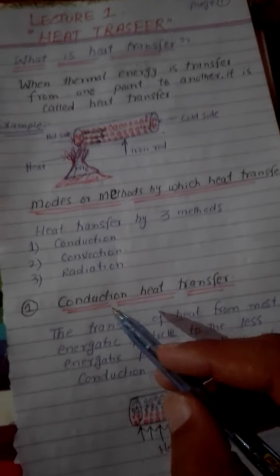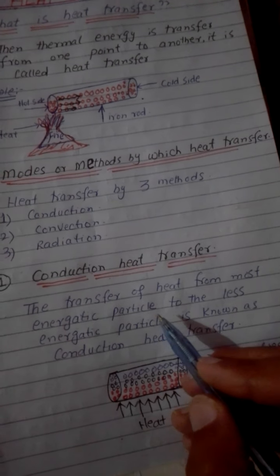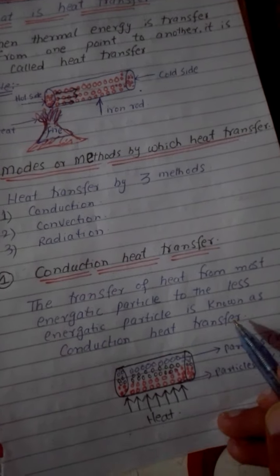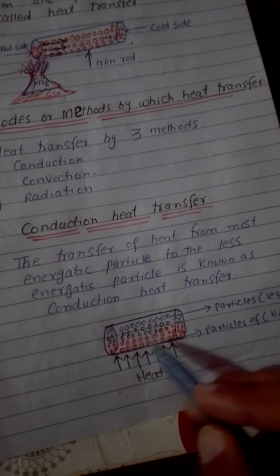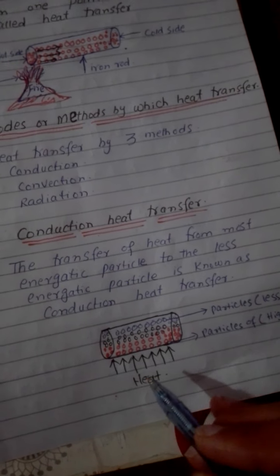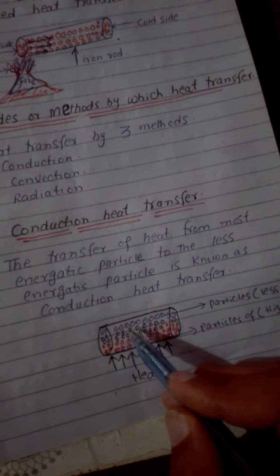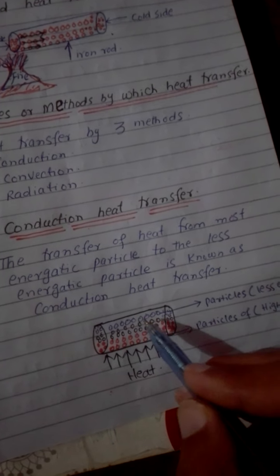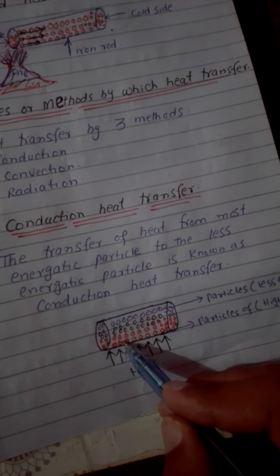Now what is conduction heat transfer? The transfer of heat from the most energetic particle to the less energetic particle is known as conduction heat transfer. Suppose this is a cylindrical material. Suppose this is a material, we heat it from the base. These are the atoms from which this material is made. This is the base of the cylinder.